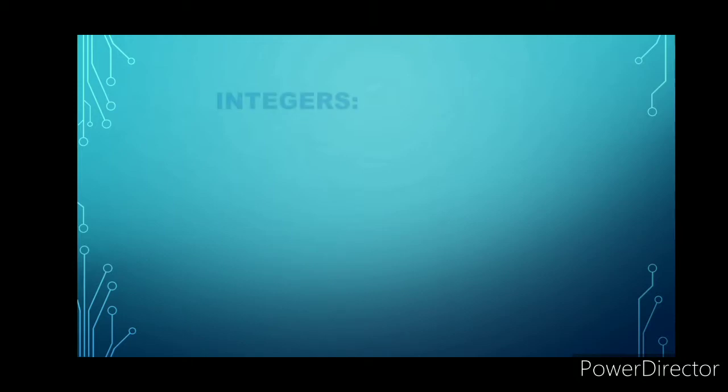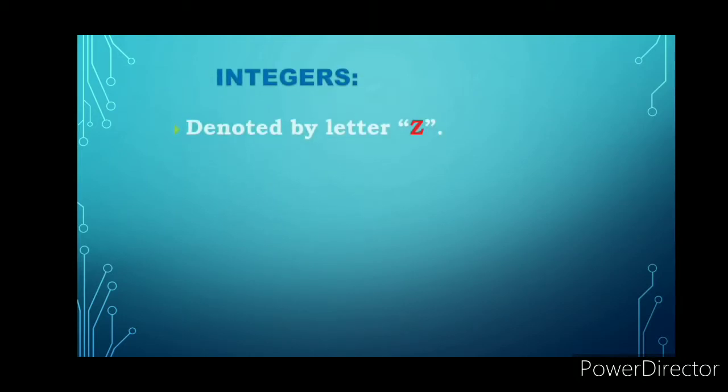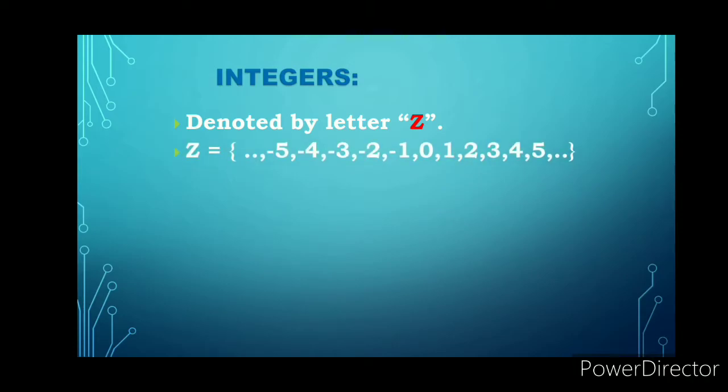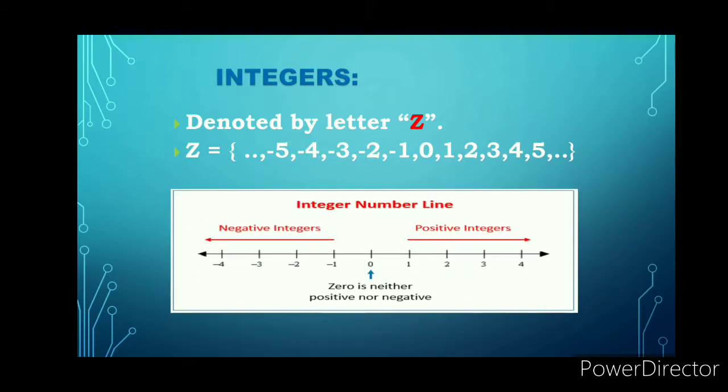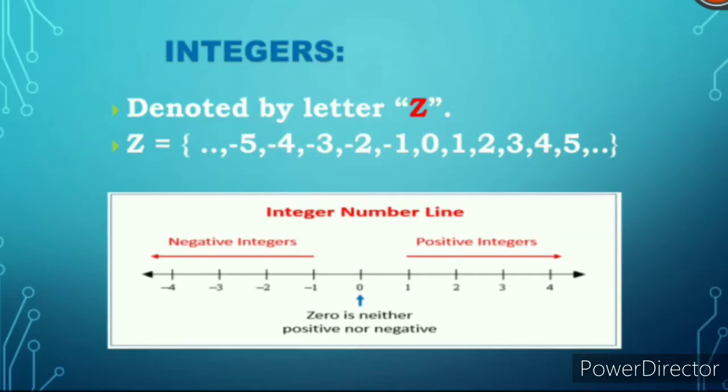Integers are denoted by the letter Z. The set of integers can be written in this way. Now we are going to see how to write the integers on the number line. See, in this way we can write the integers on the number line. To the right of 0 we have positive integers. On its left we have negative integers. In the middle we have 0. The 0 is neither positive nor negative.